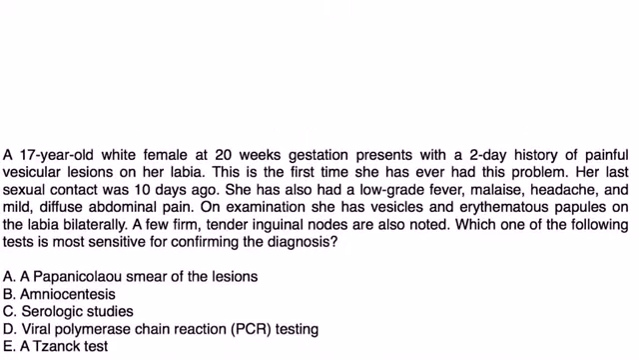A 17-year-old white female at 20 weeks gestation presents with a 2-day history of painful vesicular lesions on her labia. This is the first time she has ever had this problem. Her last sexual contact was 10 days ago. She has also had low-grade fever, malaise, headaches, mild diffuse abdominal pain. On exam, she has vesicles and erythematous papules on the labia bilaterally. A few firm, tender inguinal nodes are also noted. Which of the following tests is the most sensitive for confirming the diagnosis?